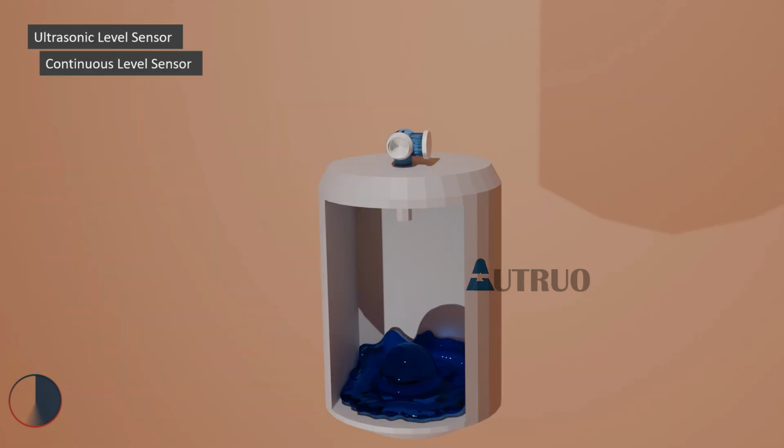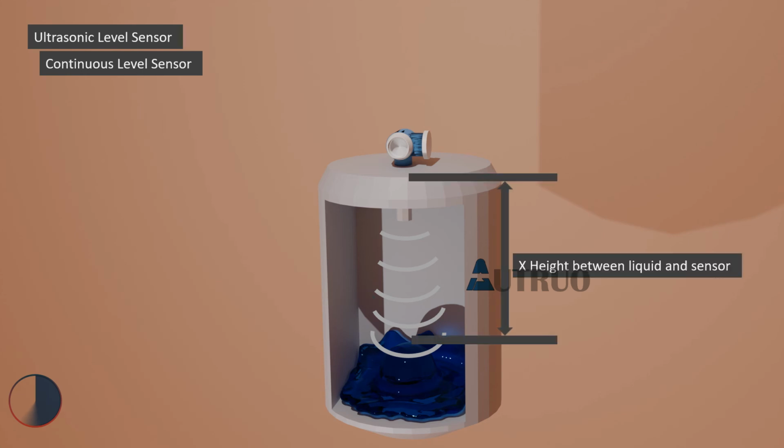Let's look at types of continuous level sensors, starting with the ultrasonic level sensor. As the name indicates, ultrasonic level sensors measure distance by using ultrasonic waves. The sensor head emits an ultrasonic wave. The emitted wave will be reflected off the liquid and back to the sensor. Ultrasonic level sensors measure the distance to the target by measuring the time between the emission and reception.